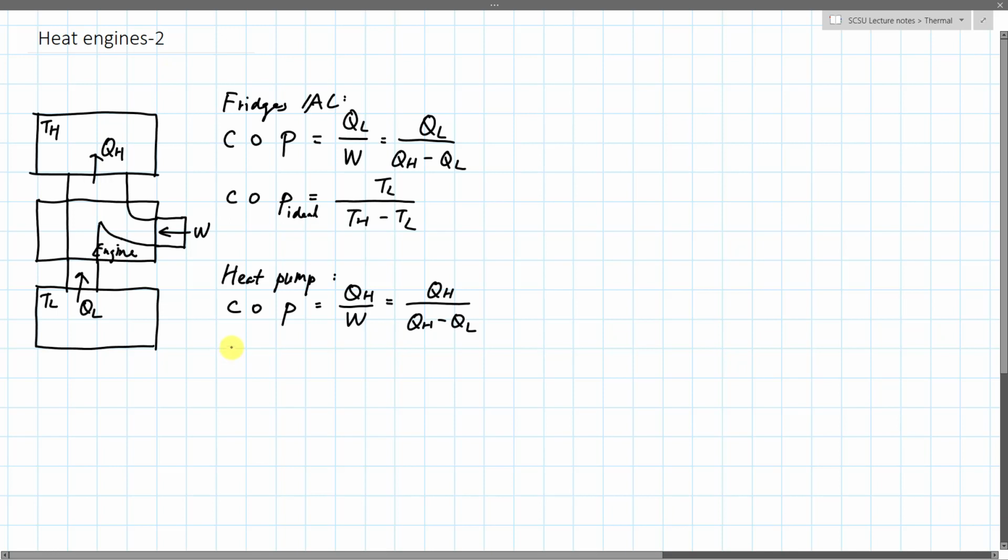So the two are different. And of course, there's also an ideal COP calculated from the Carnot engine, and this would use temperature instead of heat: T high over T high minus T low. So that will be the ideal amount, and the other is the actual amount. Let's do some examples on the right side.